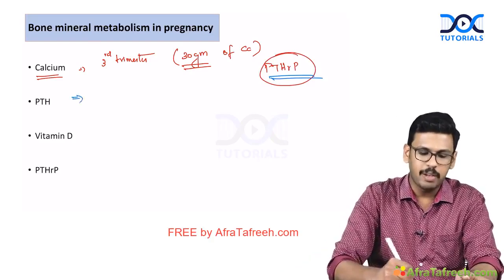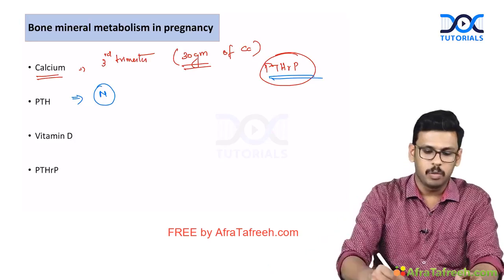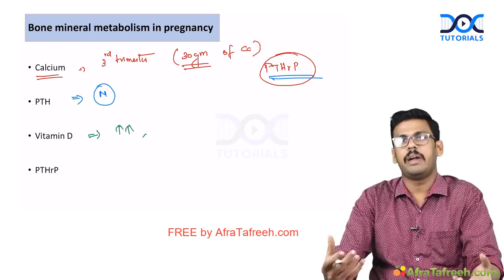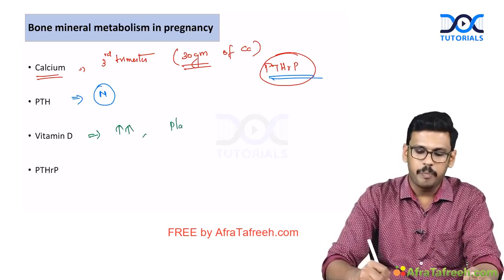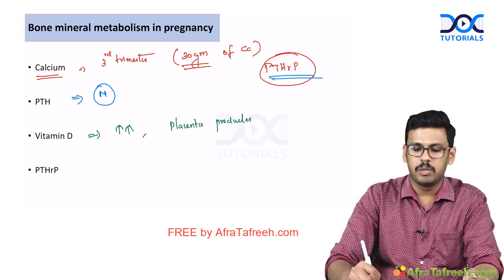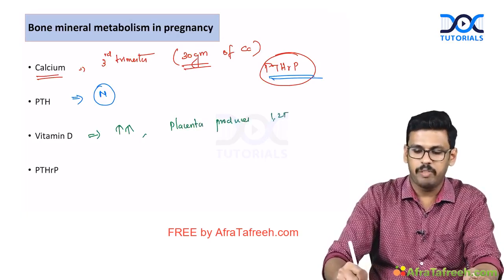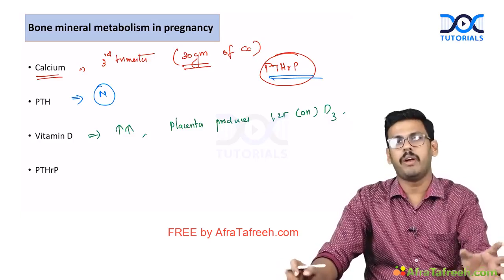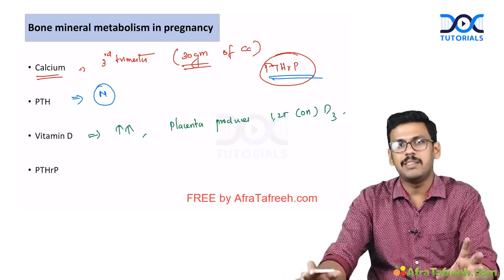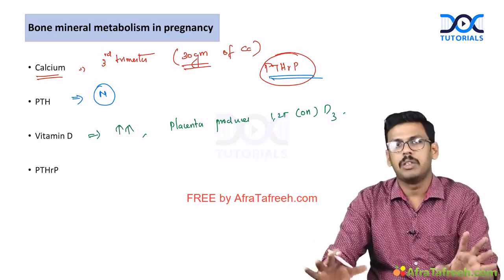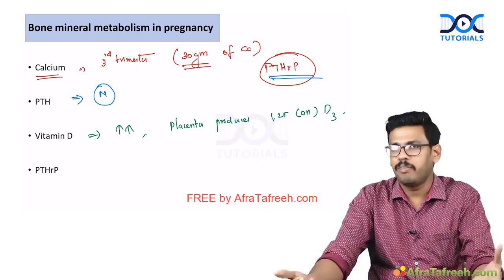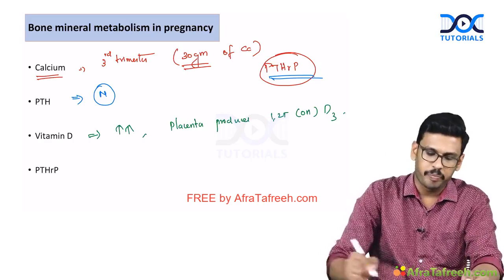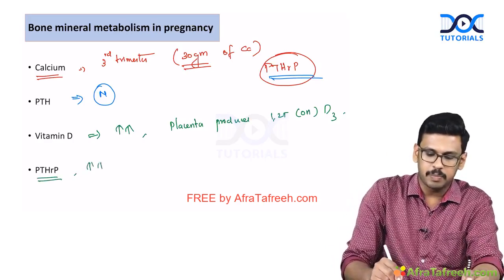And what happens to PTH levels? PTH levels remain essentially normal. The vitamin D levels are increased, both the 25-hydroxy as well as 1,25-dihydroxy vitamin D3, because the placenta itself produces 1,25-dihydroxy D3. So, therefore, there are increased levels of both 25-hydroxy and 1,25-dihydroxy vitamin D3. Also, these increased levels of growth hormone, estrogen and prolactin all will stimulate the 1-alpha hydroxylase action, which also results in the increased generation of calcitriol. And PTHrP, again, it increases.